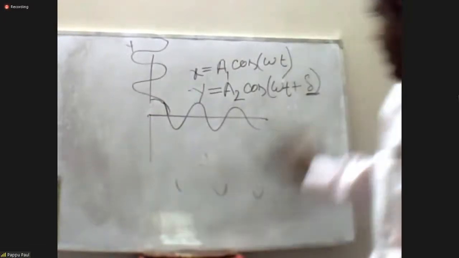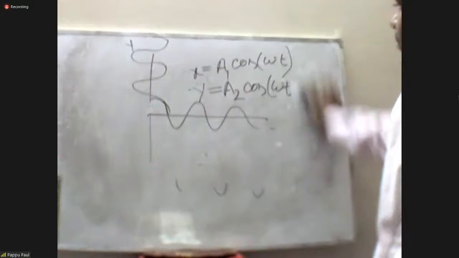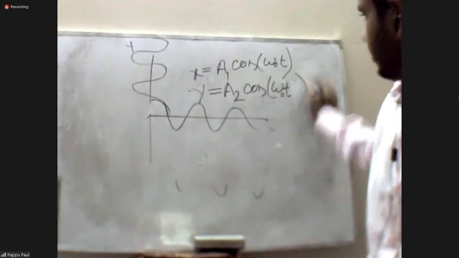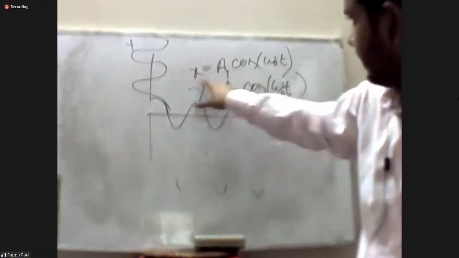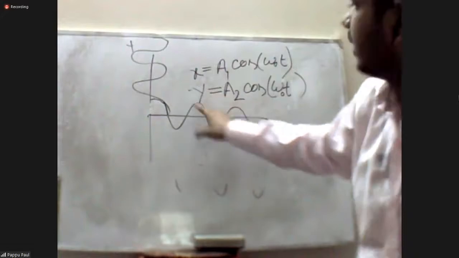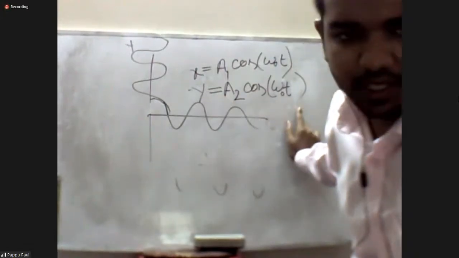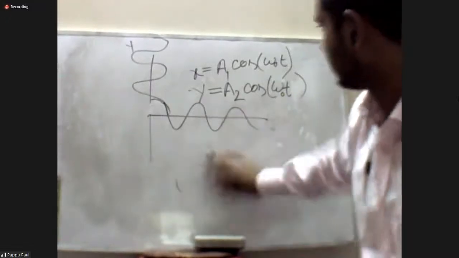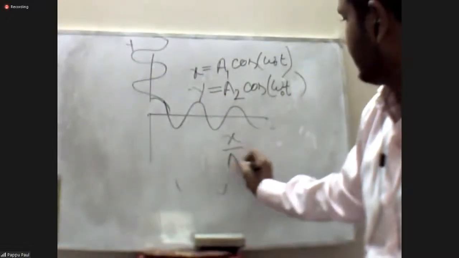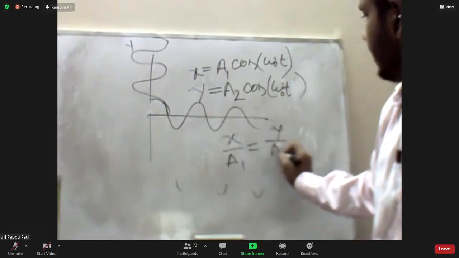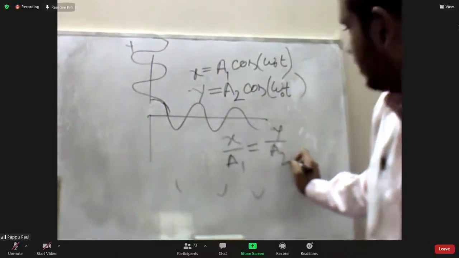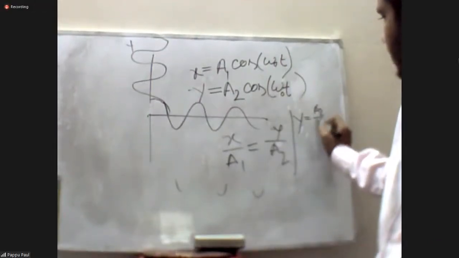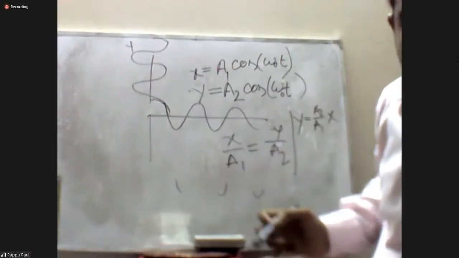If we put these two things together, what will be our superposition value? At first, consider that there is no phase difference between these two waves. Omega naught, this is omega naught. So we can consider x is equal to a1 cos omega naught t and y is equal to a2 cos omega naught t. From these two equations, we can write x by a1 is equal to what? Y by a2, right? From this, we can write y is equal to what? A2 by a1 into x, right?